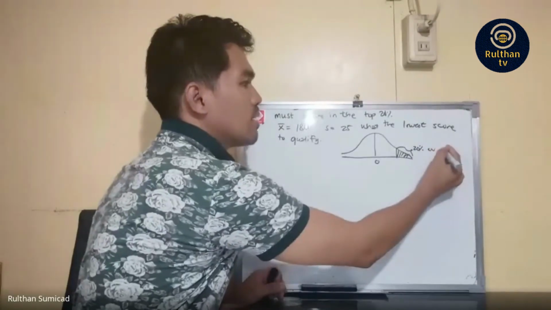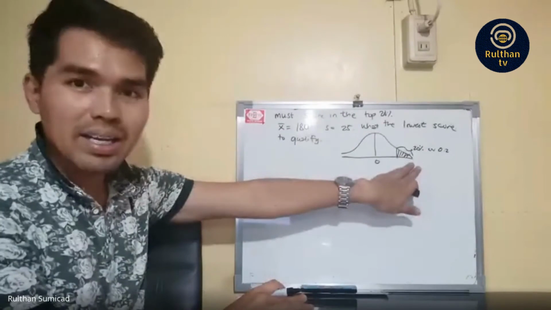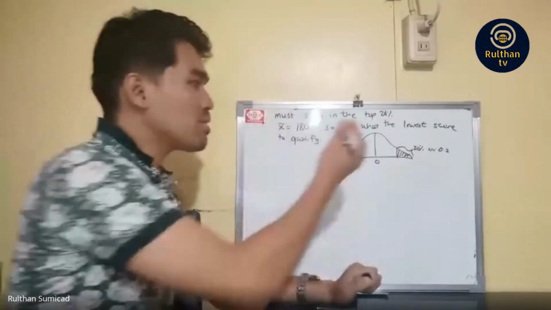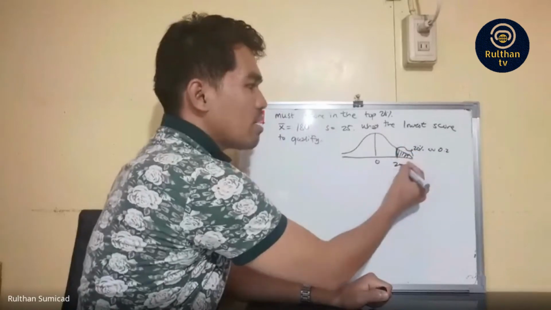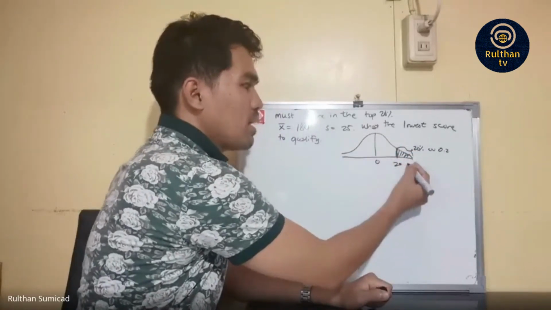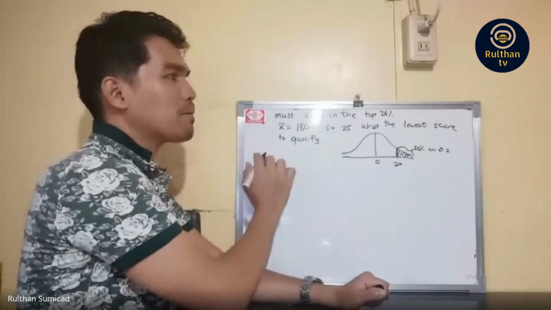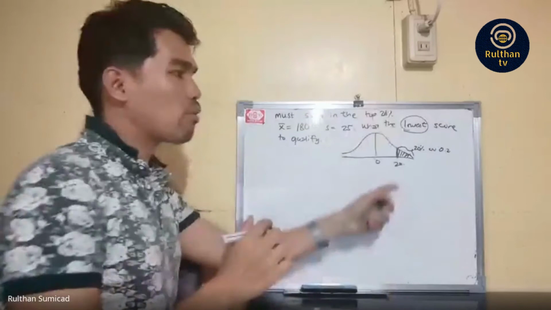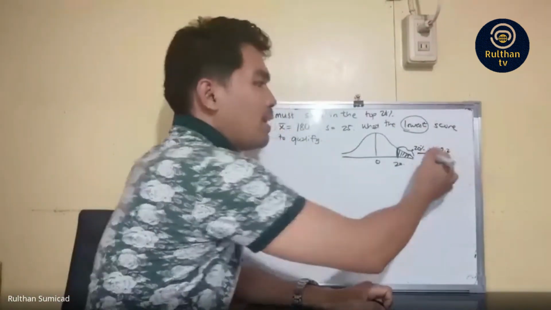Or that is 0.2, that area. So you must be in here such that you will qualify. The question is, what is this value? Okay? What is the z in this area? So if you find the z value in this area, we can already get the actual score equivalent to the z. So first, you will have to look at the table.